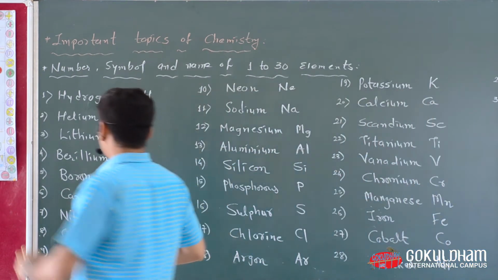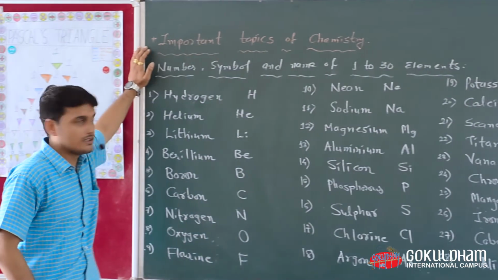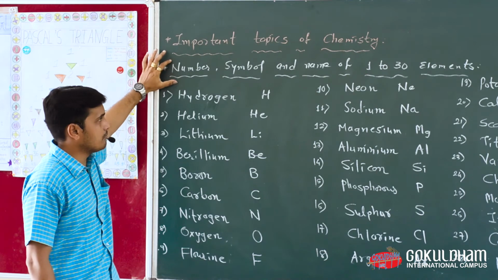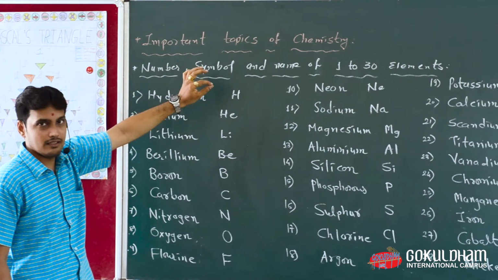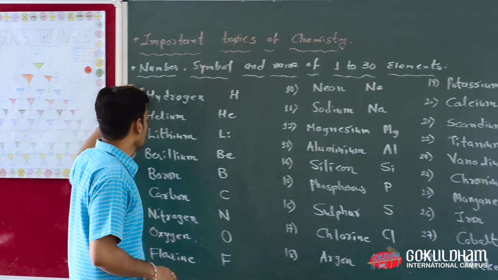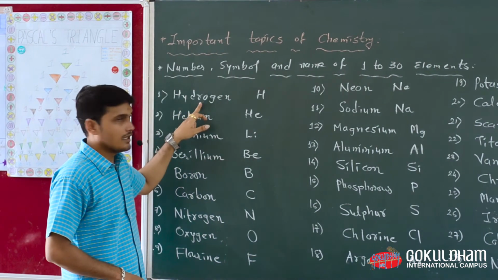further lectures are related to these elements only. Over here we are going to discuss some important topics. Our first topic is the number, symbol, and name of elements 1 to 30. Our first element is hydrogen.